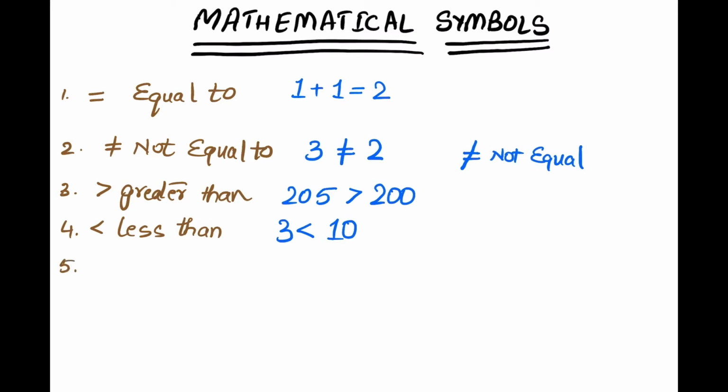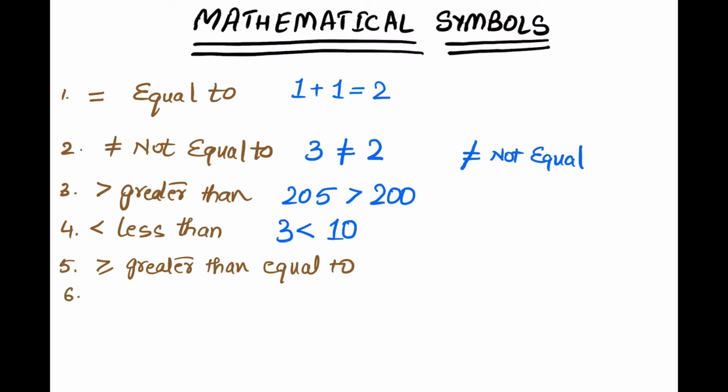Fifth symbol is greater than or equal to. So this is greater than, equal to. As you can see here, the top portion is the greater than symbol, and the line at the bottom illustrates that this is an equal to symbol.